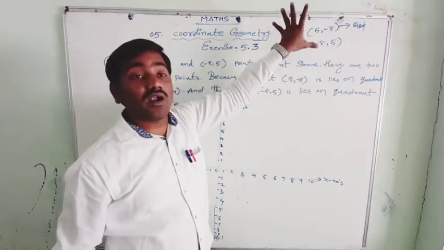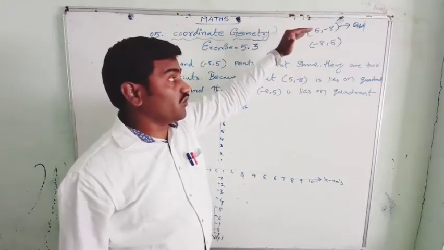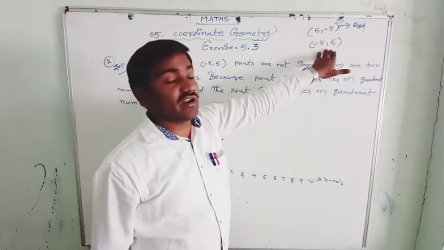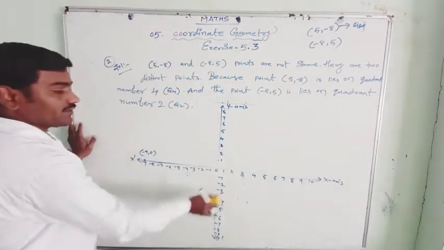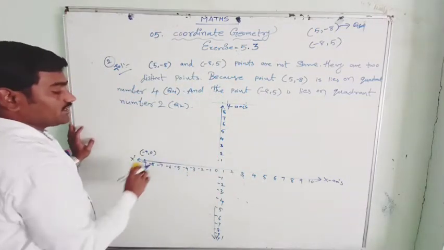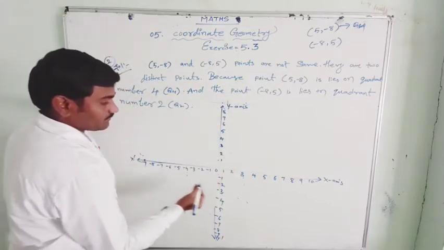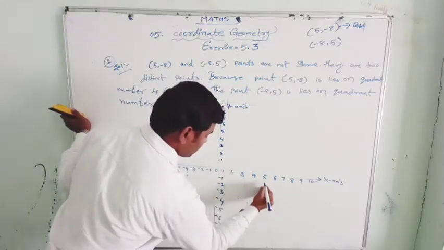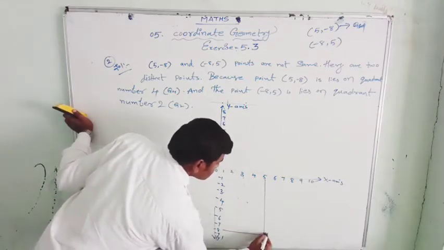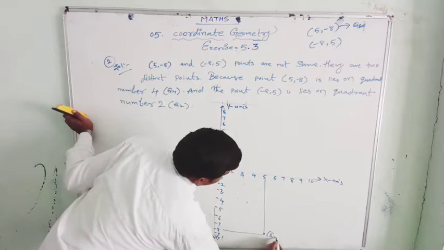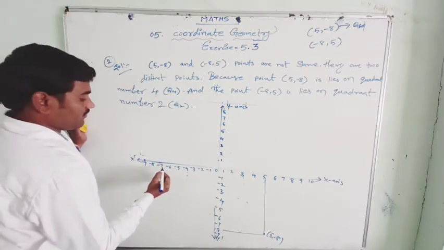These 2 points are not the same because the first point lies in quadrant number 4 and the second point lies in quadrant number 2. I hope you understood the second one also. That's why I kept it here. The first point will lie here somewhere, 5 comma minus 8. Yes, here 5 comma minus 8 and the second point minus 8 comma 5.